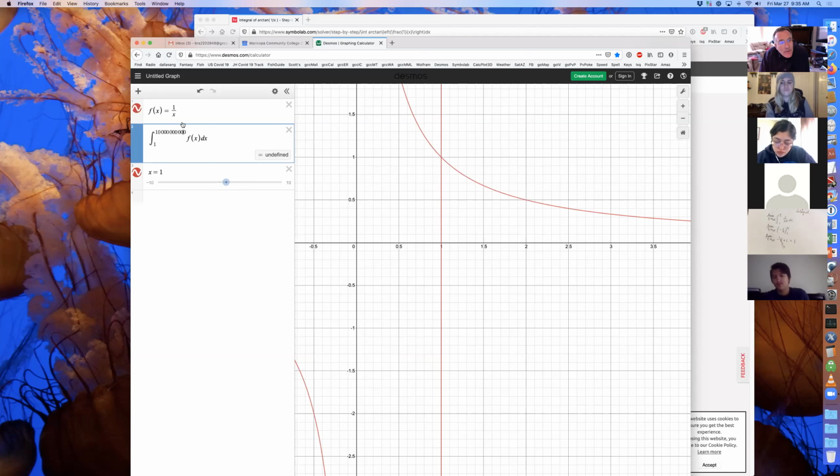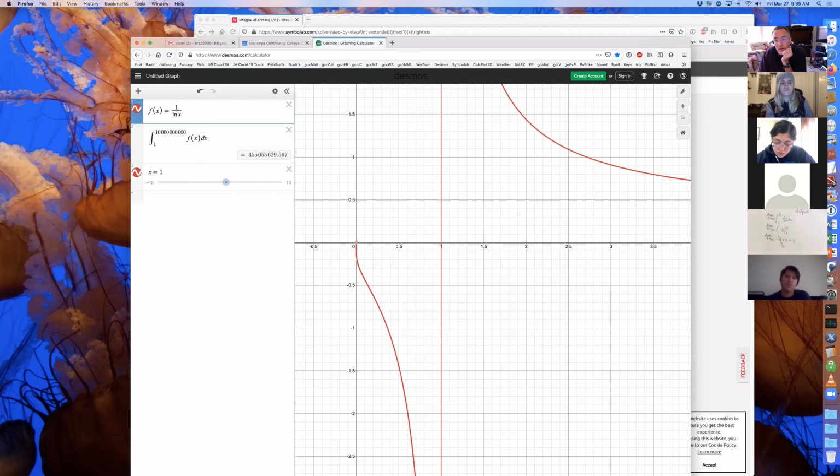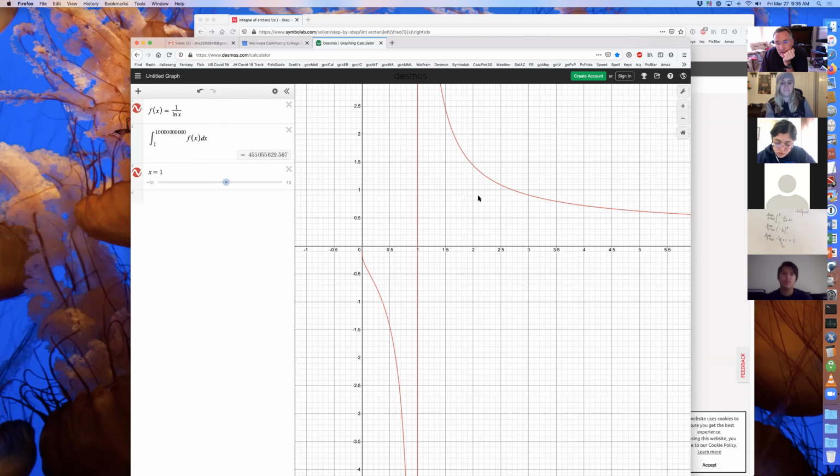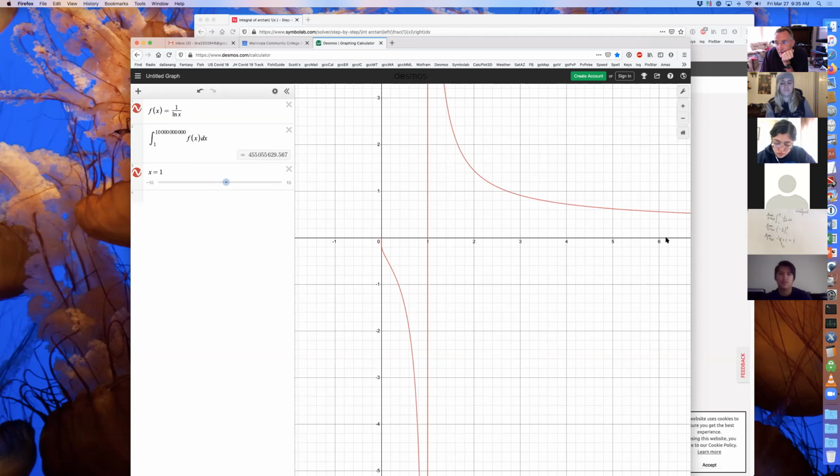Let me see something else that goes down. Here's something else that goes down. How about log x? It goes down, but it goes down even slower. Do you see that? It goes down even more slowly than x. And so if 1 over x doesn't close the gap, then I'm thinking 1 over log x isn't going to close the gap either.